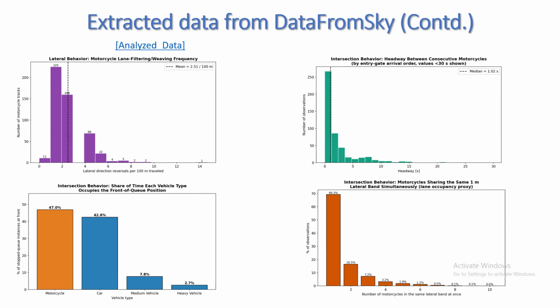In the top right side, we can see the intersection behavior, headway between consecutive motorcycles. We can see that the headway at the entry gate is shown as less than 30 seconds. The mean value is 1.02 second. Also in the bottom left side graph, we can see the intersection behavior, the share of time each vehicle type occupies the front of queue position. We can see that the motorcycle occupies almost 47%, and car occupies 42.6% of all vehicles.